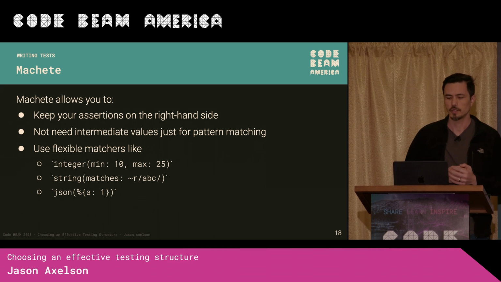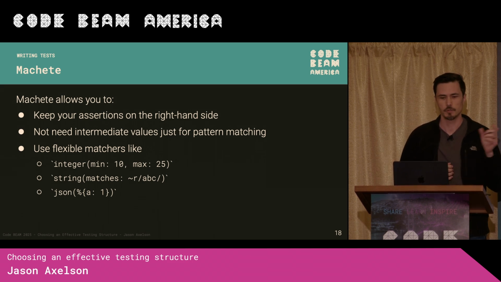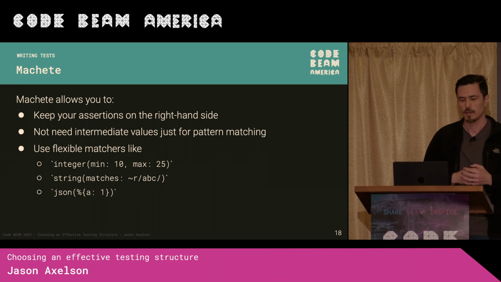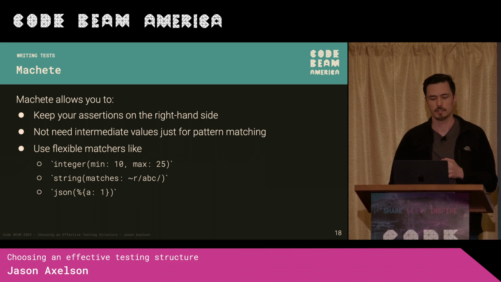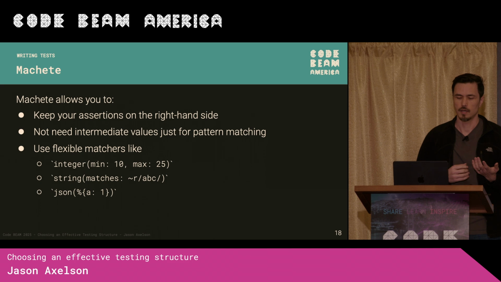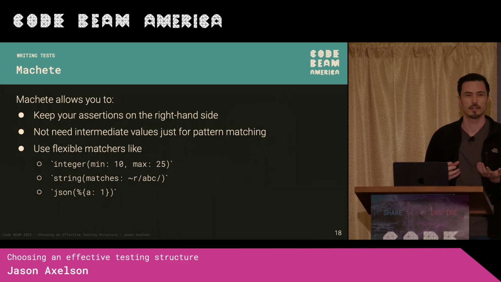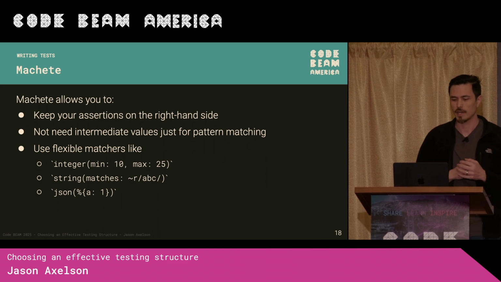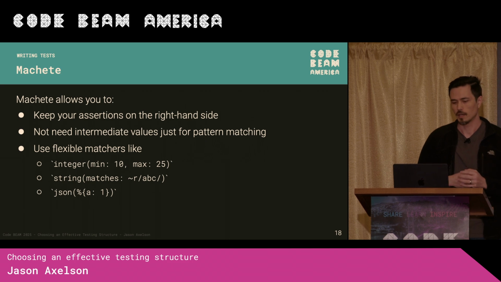One of the nice things is that you don't need intermediate values for pattern matching, like that post ID I had in that first example. And the matchers support many different attributes, such as min and max on your integer. You can provide a regex match on your string directly inline. And there's even a JSON helper, so you don't have to do a whole JSON encode, decode dance.